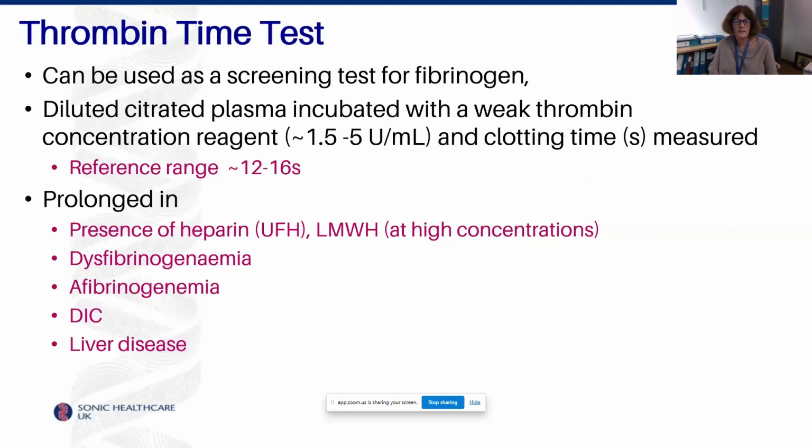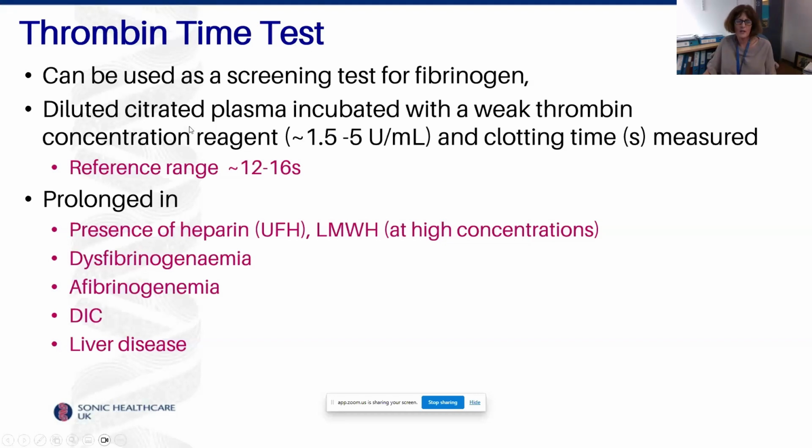The thrombin time test is where we're looking at the quality of the fibrinogen present in the sample. So we can use it as a screening test. If it's very prolonged, we might think the fibrinogen is low, but there are other reasons why the thrombin time might be prolonged, such as the presence of unfractionated heparin in the sample, either because the patient's on an anticoagulant, or there's been contamination when taking the sample through a line that's been flushed with heparin. That can also give you a prolonged thrombin time.